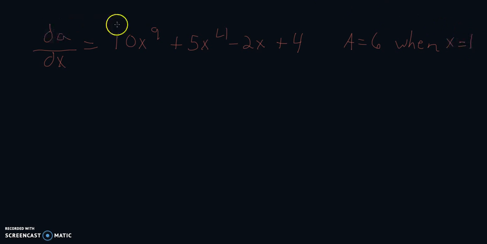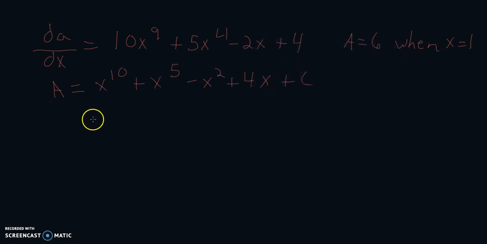So now the antiderivative of dA over dx is A. You could use little a, big A, it really doesn't matter. Equals, the antiderivative of 10x to the 9th is going to be x to the 10th plus x to the 5th minus x squared plus 4x plus c.